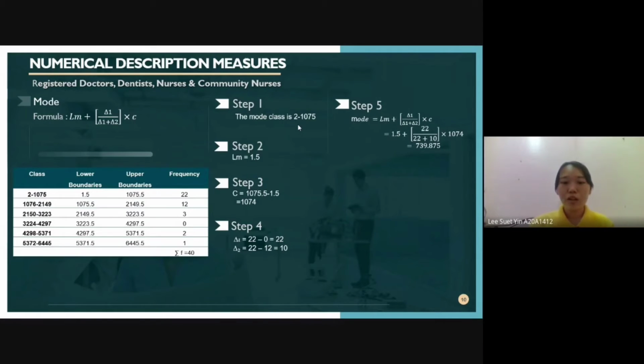1074. So step 4 is to determine the difference between the frequency of the modal class and the frequency of the class before the modal class. So we get the answer is 22, and the difference between the frequency of the modal class and the frequency of the class after the modal class is 10. So we go to step 5, the last step, where we use the formula in the slide. Then we get the answer is 739.875.